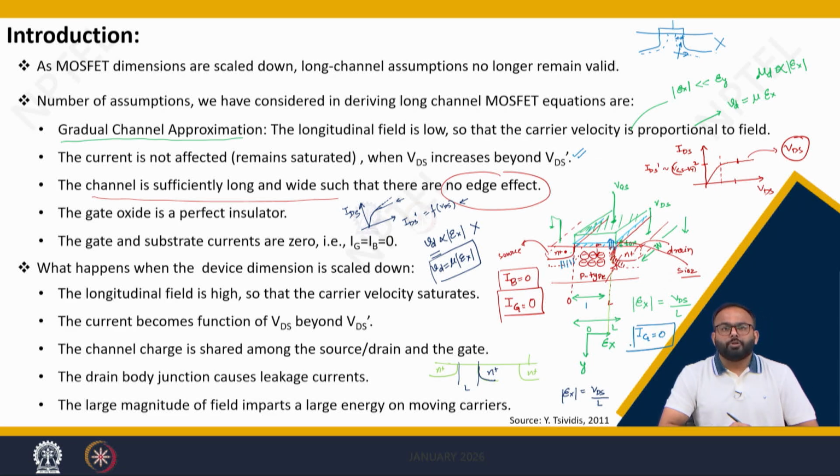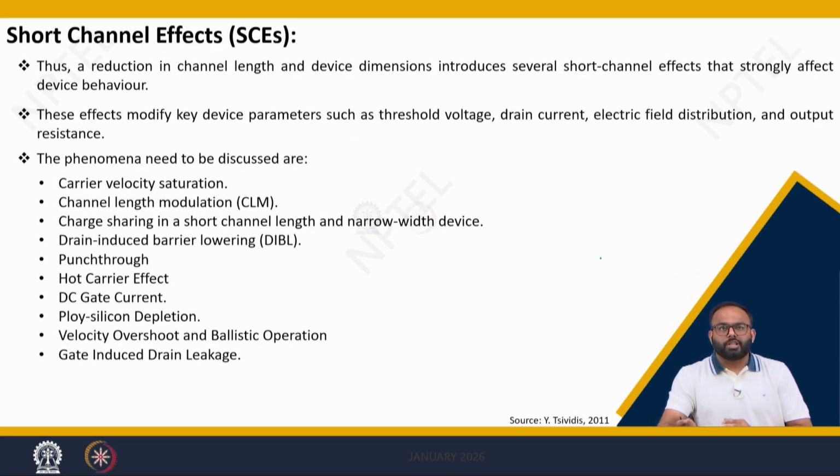right. In addition to this, when the horizontal electric field is very high, the carriers get enough energy, and those carriers are called hot carriers, like we have discussed in the previous lecture about the breakdown. So, there will be a junction breakdown, and hence the leakage current increases. So, in the subsequent lectures, we will discuss short channel effects.